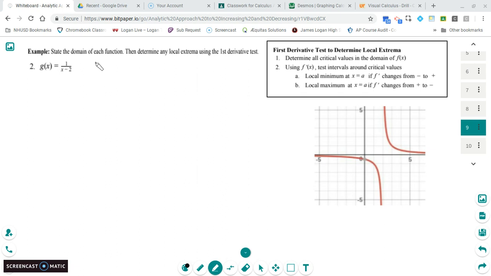All right, here's an example 2 for the first derivative test. And we're to state the domain first. So this is a rational function, and we have to exclude x equals 2 because there's a vertical asymptote at that point. It's undefined there. So the domain is all reals except for x equals 2.